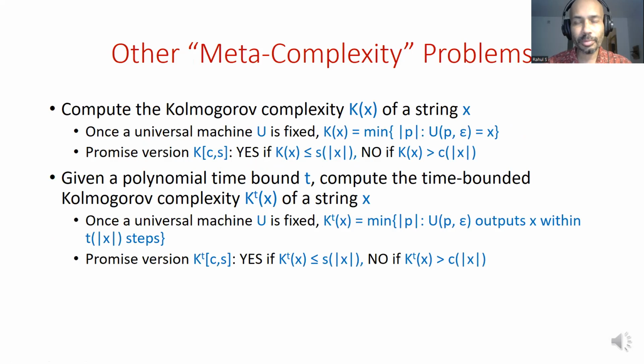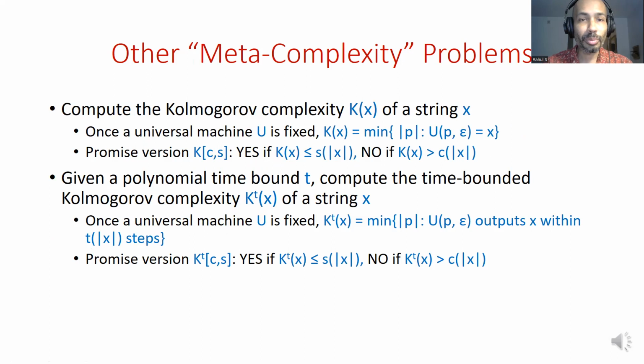So the minimum circuit size problem is an example of a so-called meta complexity problem, a computational problem that is about complexity and whose complexity we want to know about. Meta complexity studies the complexity of problems that are themselves about complexity. And there are other problems of this nature.